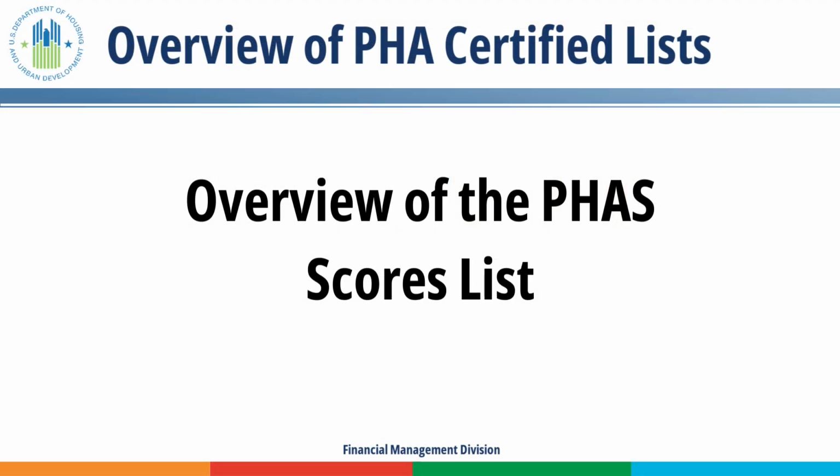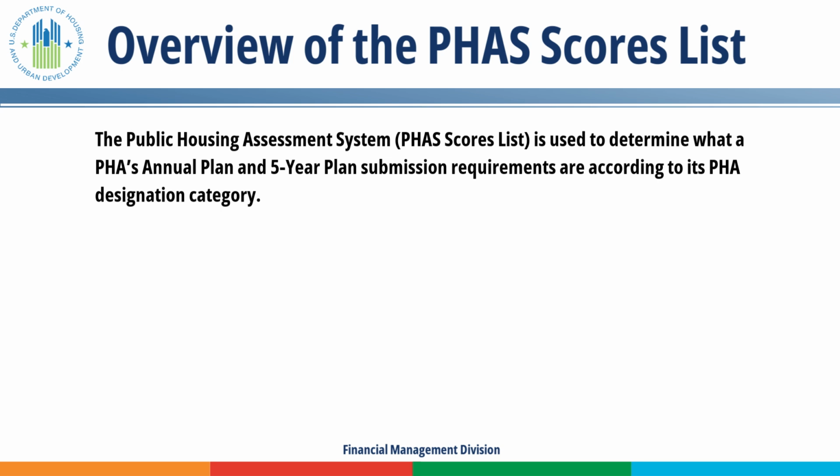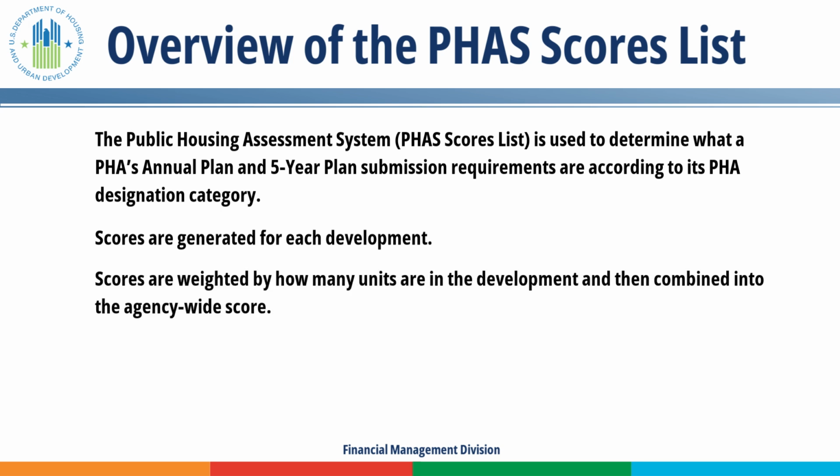Overview of the FOS scores list. The Public Housing Assessment System, or PHAS scores list, is used to determine what a PHA's annual plan and 5-year plan submission requirements are, according to its PHA designation category. The PHAS score is a system that HUD uses to assess a PHA's performance in managing its low-rent public housing programs. Scores are generated for each development. Scores are weighted by how many units are in the development and then combined into the agency-wide score.